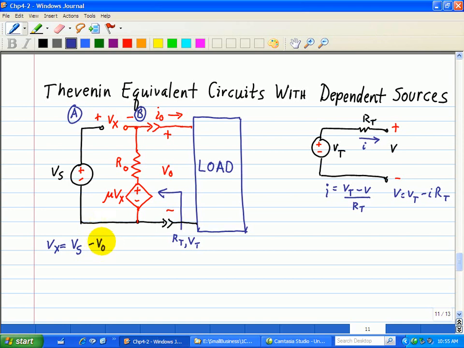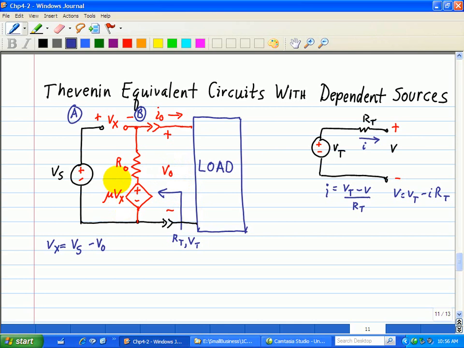Now when the load is disconnected, we could see that the input source is turned off. That is, Vx is equal to 0. And the dependent voltage source, mu Vx, shown here, acts like a short circuit, and the Thevenin equivalent resistance, looking back at the output port, is simply RO. And that's when this is turned off.